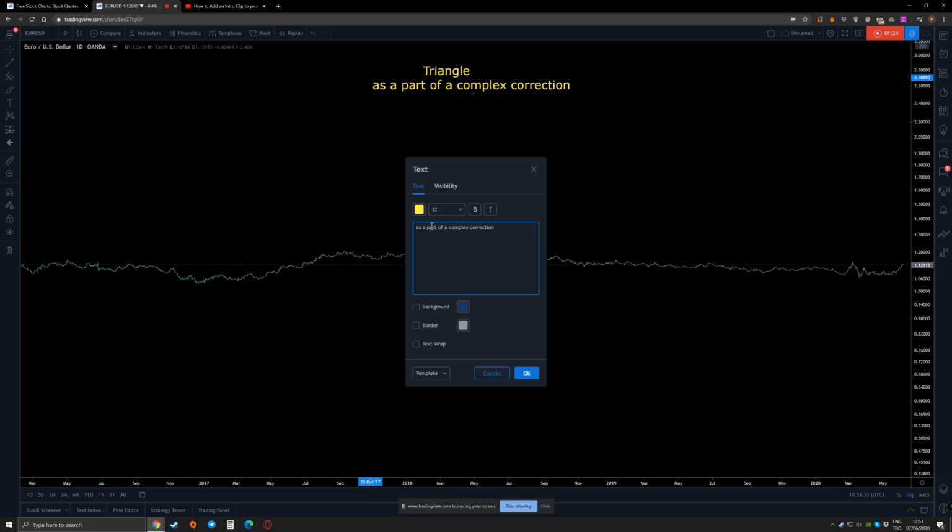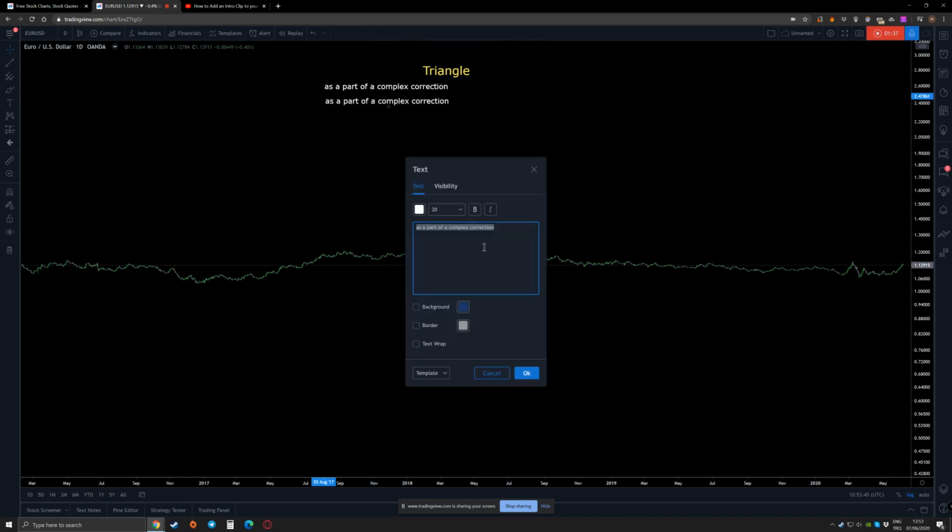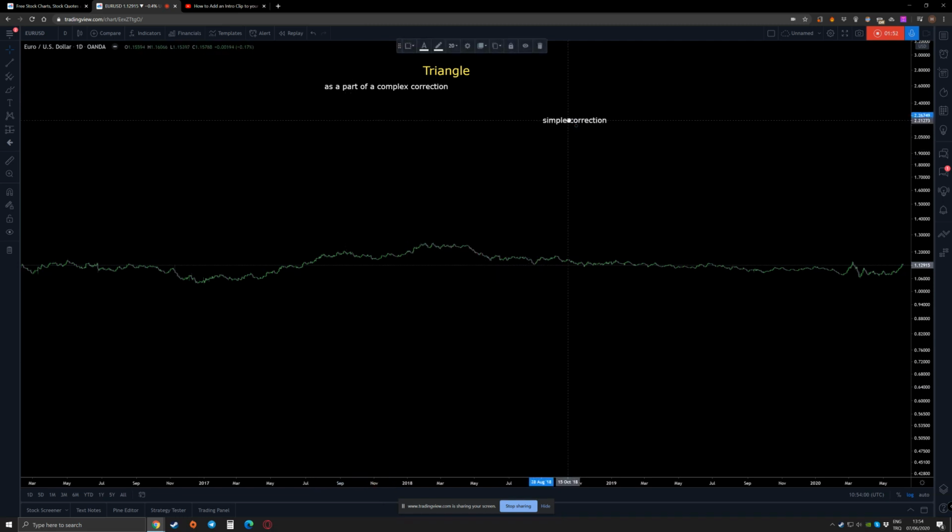It is one of the places where it can happen. I will make it lower, in a different color. So it will either be a part of a complex correction, or it can actually be a simple correction. Now, when I say a simple correction, in the other video I tried to explain where it can be. So let me do that again.